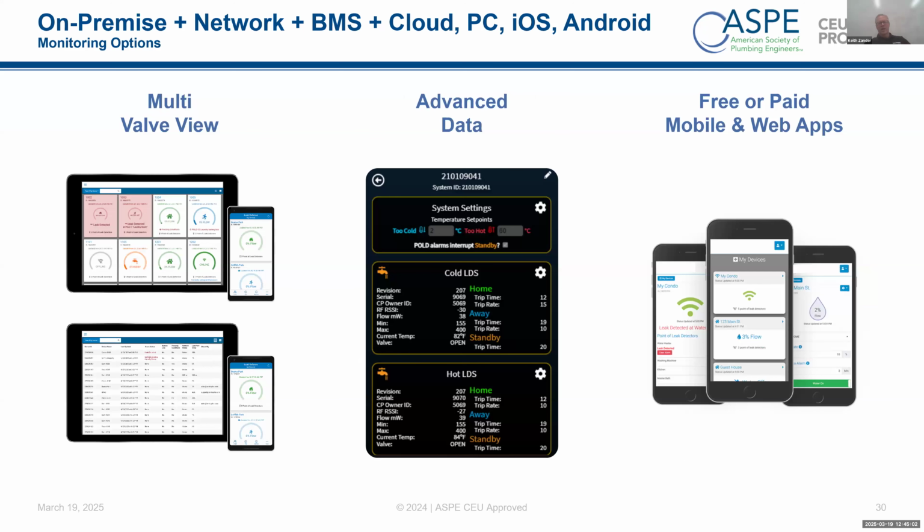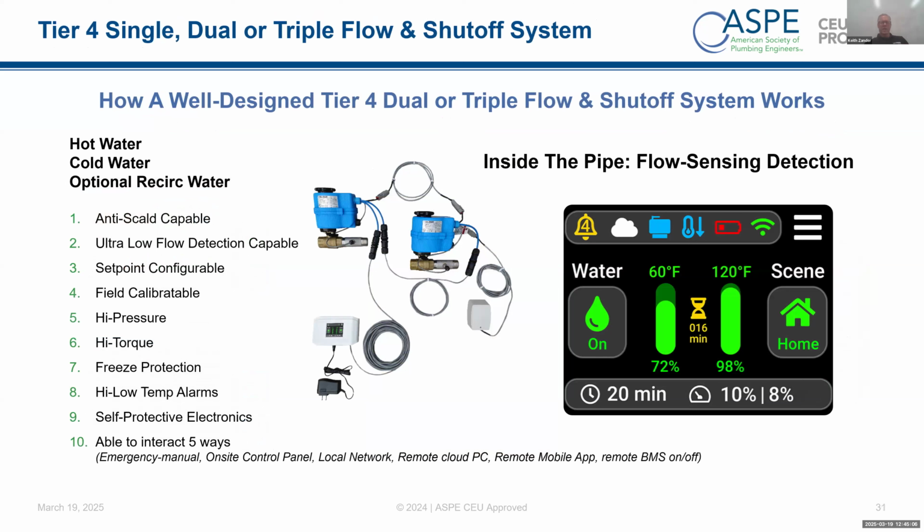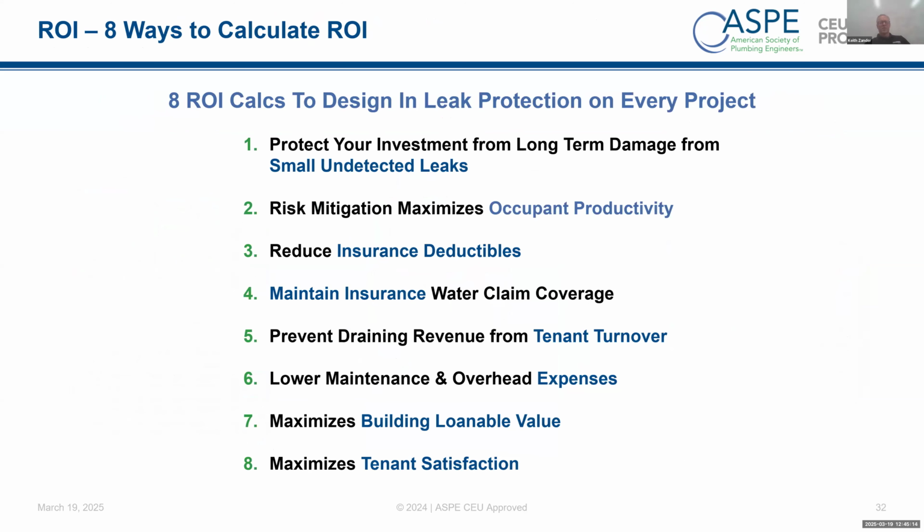Some other analytics that you've got there, I won't go over that. Here's kind of some design for a dual pipe system, hot cold system. You want high torque, high pressure, field calibratable, all those issues. And then here's probably the most important thing, ROI calcs to design in.